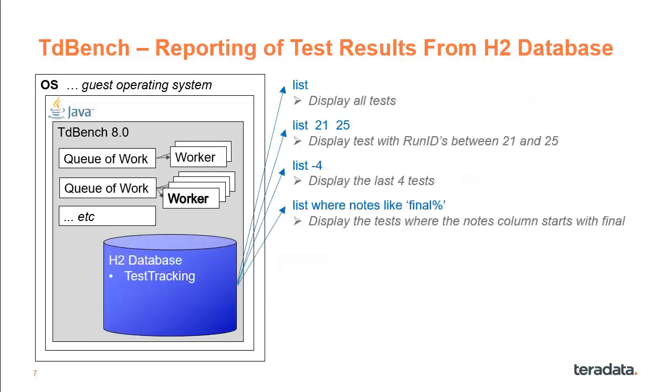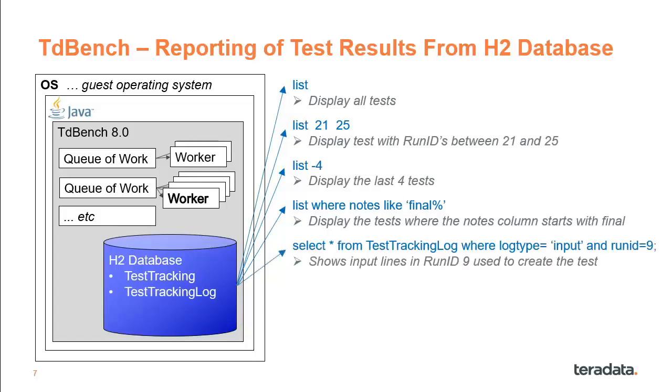One of the key features of all previous TdBench releases has been the reporting capability, but those releases only worked with Teradata. Since TdBench 8 works with any JDBC data source, we embedded a database inside TdBench to collect test results. After a test is complete, you can list all or a subset of the run IDs based on a number or a SQL constraint. There are three tables.